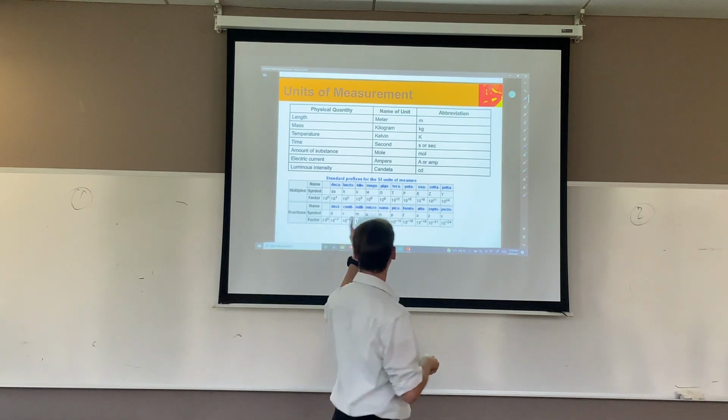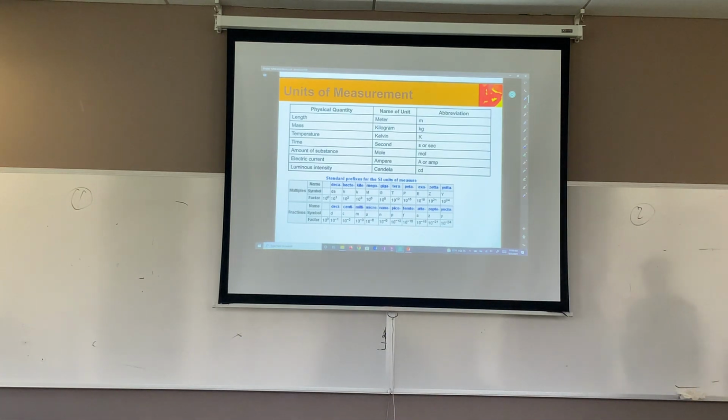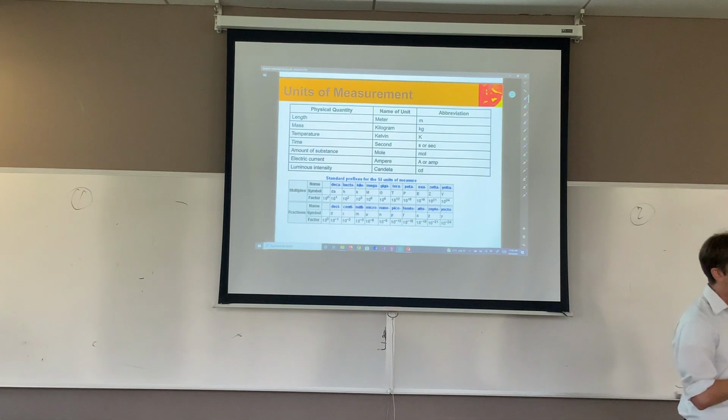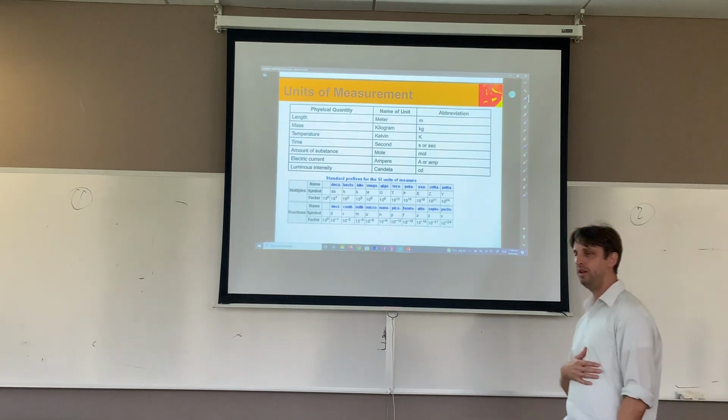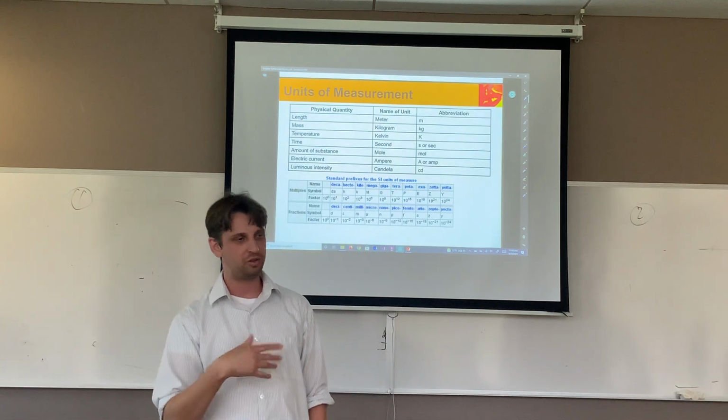Units of measurement. If we're dealing with length, the SI unit for that is going to be a meter, okay? Lowercase m for that. If we're dealing with mass, measuring something, it's actually a kilogram that we technically have as our SI unit, okay? Now, we're going to be dealing mostly with grams of things.